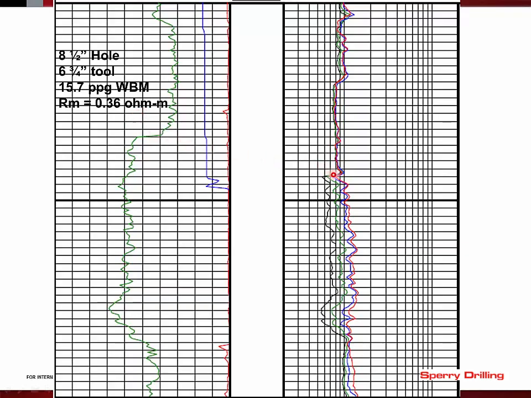But we seem to have, once again, some kind of depth issue between the gamma ray and the resistivity. What I'd like you to do is spend a little moment and try to think about what might cause that kind of behavior on the log.